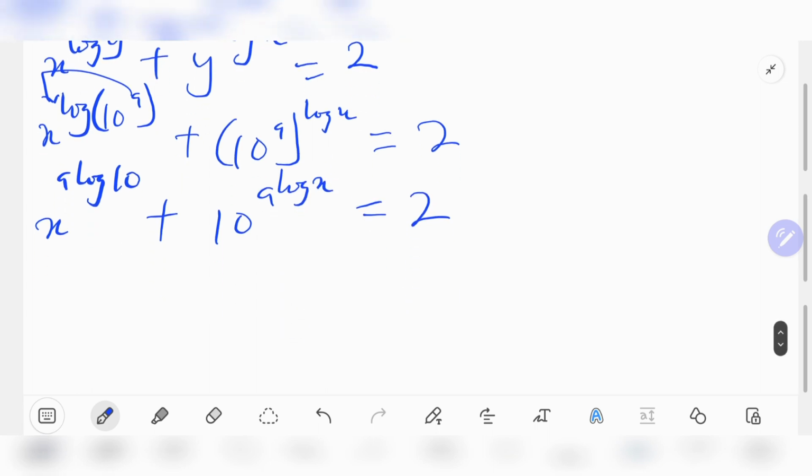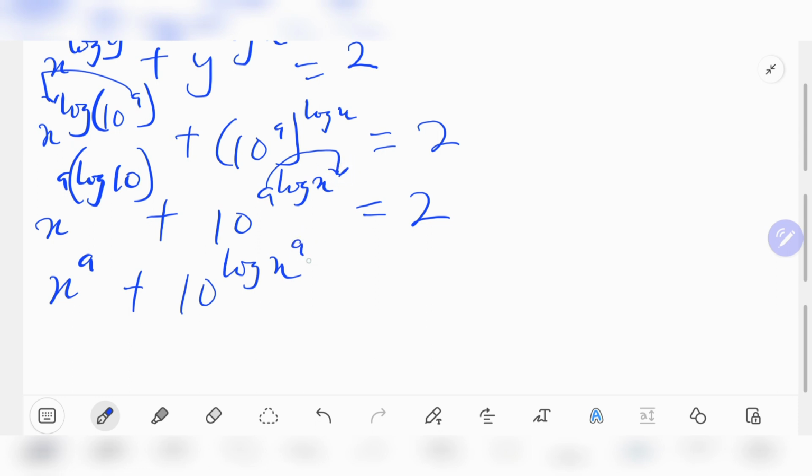2. Now we know that this log 10 is the same thing as 1, so we are going to have this plus 10 raised to the power. We can bring this a to the side to become an exponent equals 2, so x power a plus 10 raised to the power. Before that one, the base over here is 10.